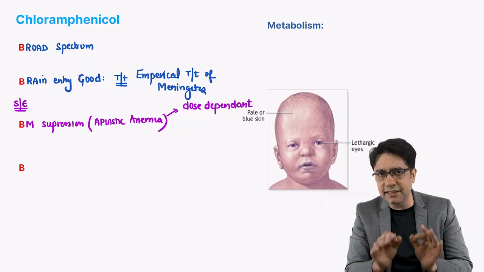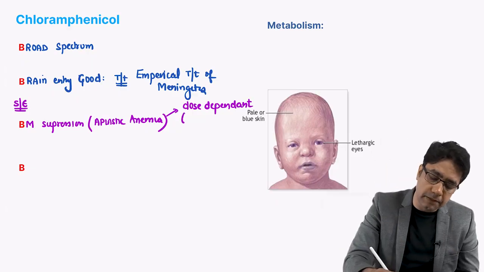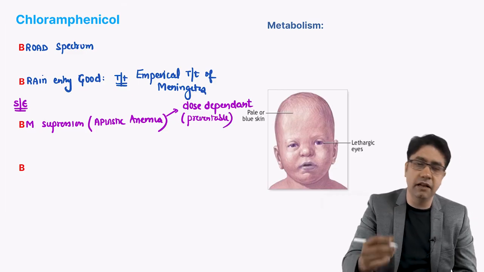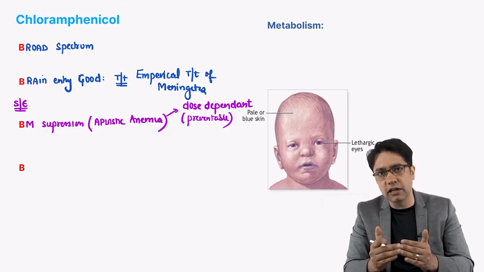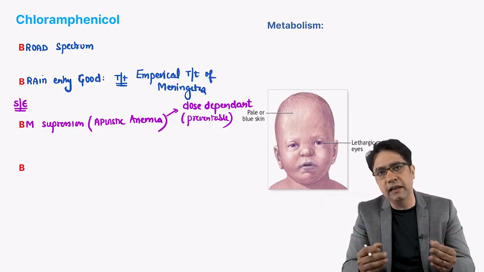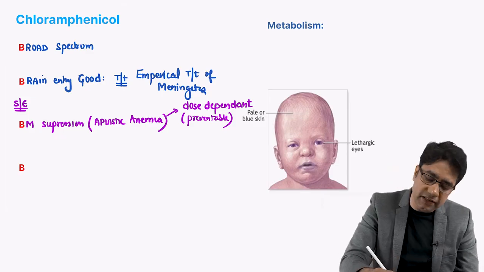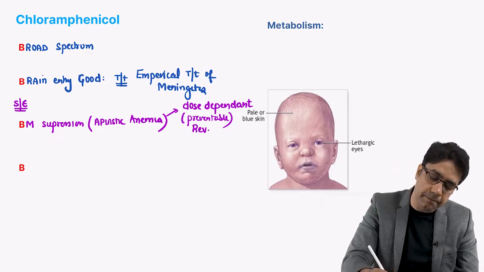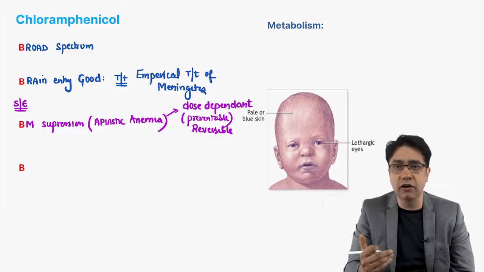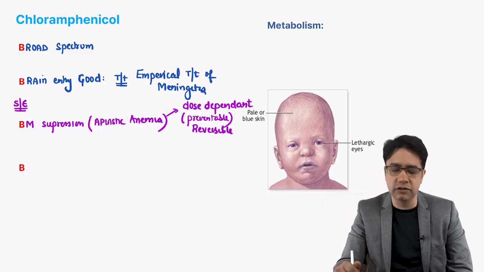So can we say this type of bone marrow suppression is preventable in nature? Why is it preventable? Because if we reduce the dose, it will automatically become normal. Or can we say it is a reversible type? Because by reducing the dose, we can prevent this bone marrow suppression.